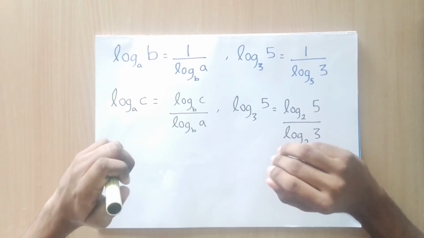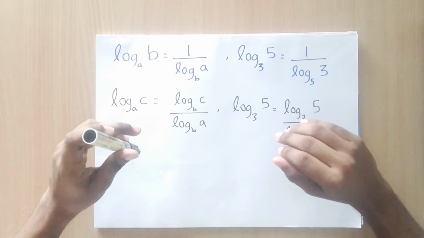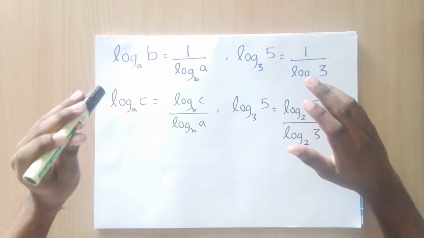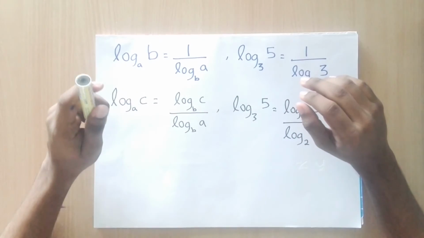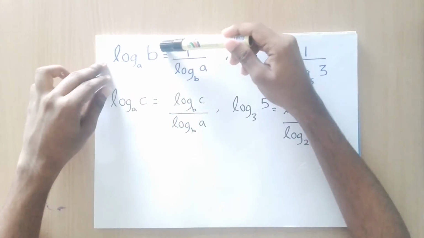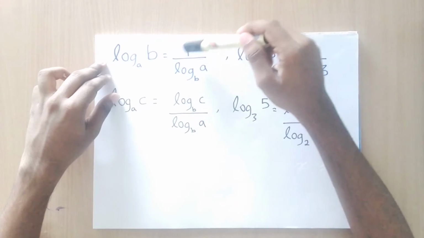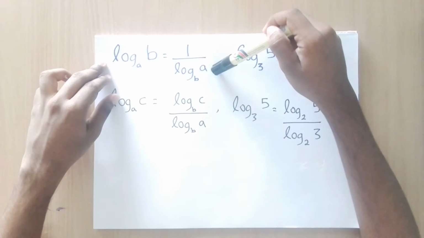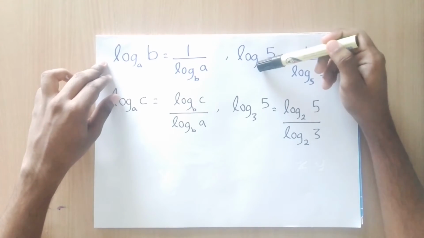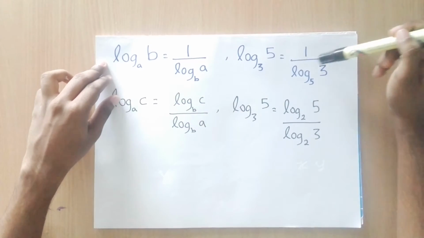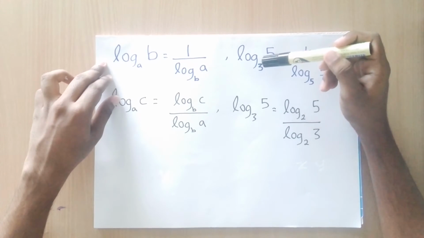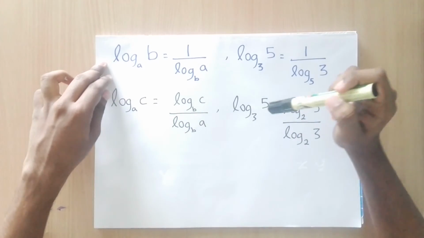Now for the tip of the day. The base of a logarithmic function can be changed using the following formulas. When you take the reciprocal of a logarithmic function, the base and the answer switch places. So log of b to the base a is equal to 1 over log of a to the base b. For example, log of 5 to the base 3 equals 1 over log of 3 to the base 5. So here we can see that the base has been changed from 3 to 5.